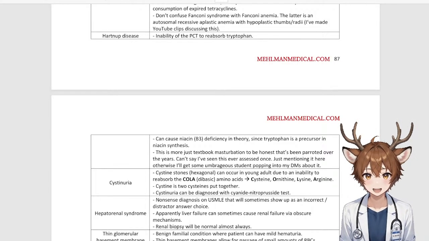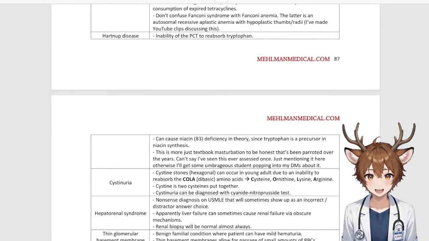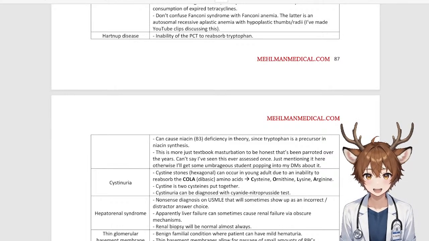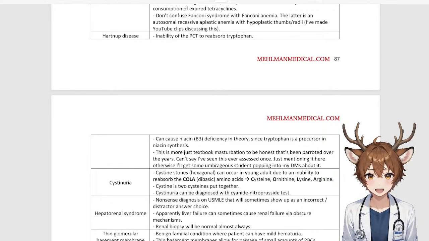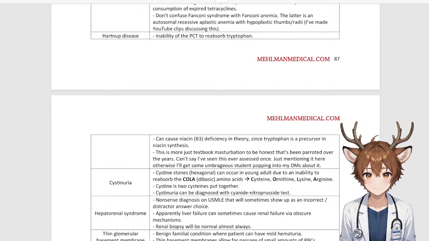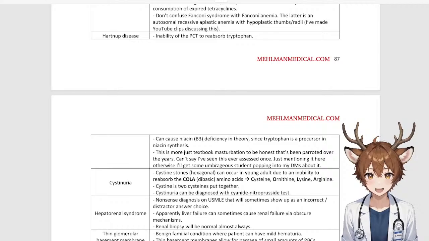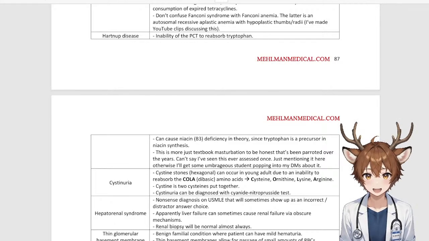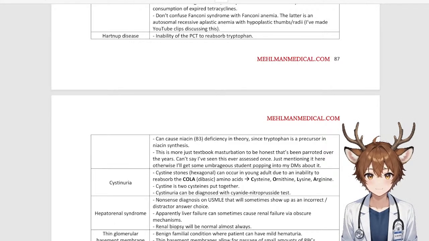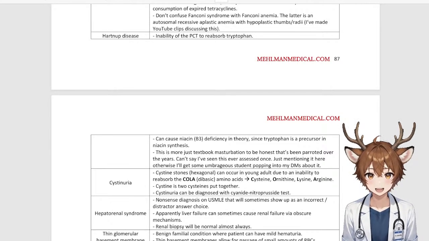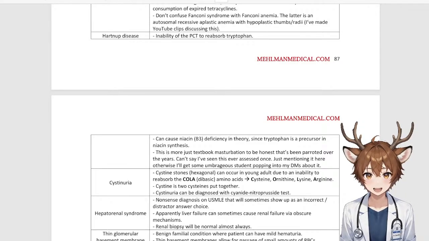Hartnup disease. Inability of the PCT to reabsorb tryptophan can cause a niacin or B3 deficiency in theory, since tryptophan is a precursor in niacin synthesis. This is more just textbook self-aggrandizement, to be honest, and that's been parroted over the years. Can't say I've seen this ever assessed once, just mentioning it here. Otherwise, I'll get some umbrageous student popping into my DMs about it.